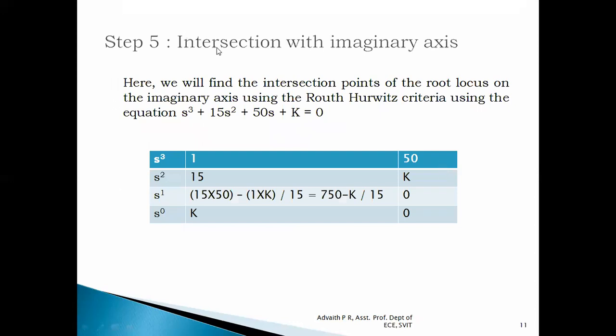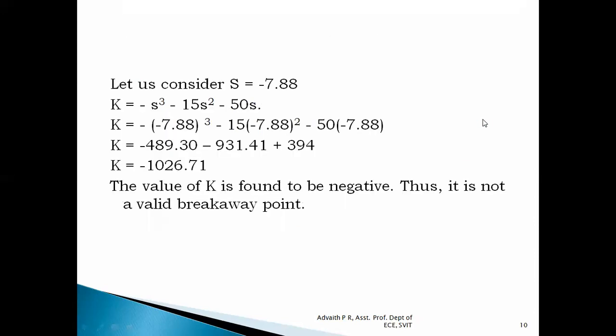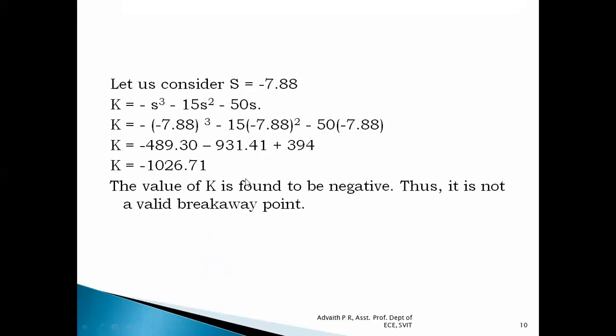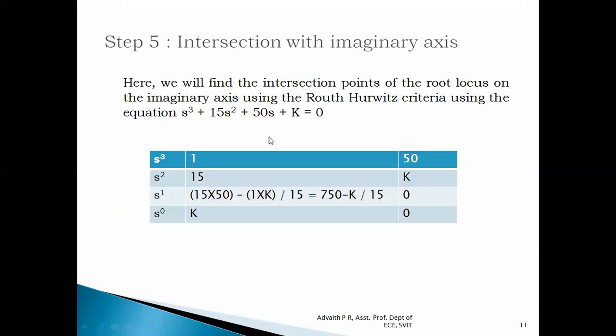The next important step is finding the intersection with the imaginary axis. Here, we will find the intersection points of the root locus on the imaginary axis using the RH criteria. We already know the equation which we have got here, which is s cubed plus 15s squared plus 50s plus K equals 0. That is the characteristic equation. So that characteristic equation will be taken and we'll be using the RH criteria.